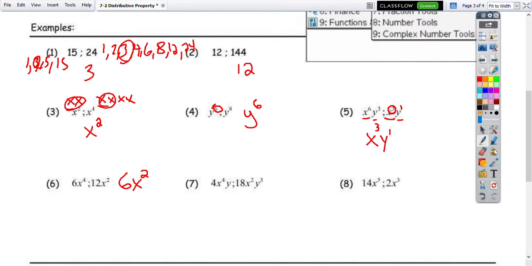Okay, for 7, the GCF of 4 and 18. Biggest number that divides into both is 2. They both have x's and y's, right? And then what's the smallest exponent for the x? It's the squared. The smallest for the y is the one that's not written, which is a 1. And so there's my GCF.